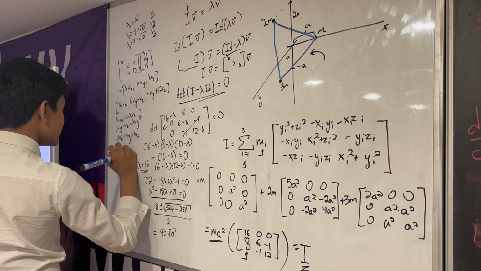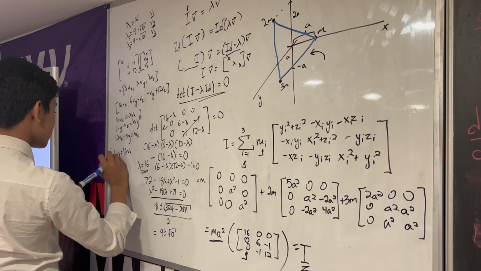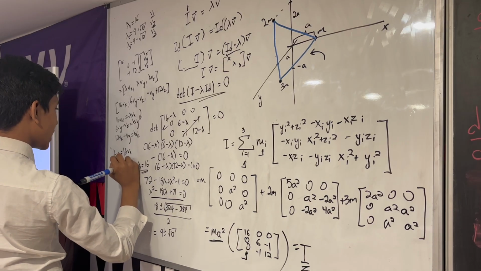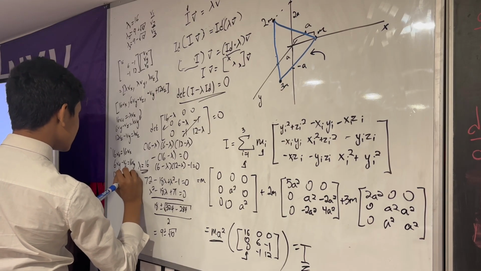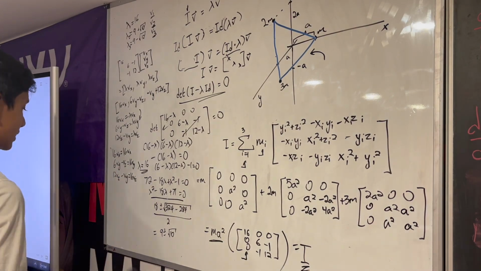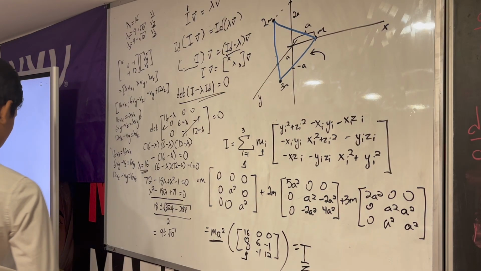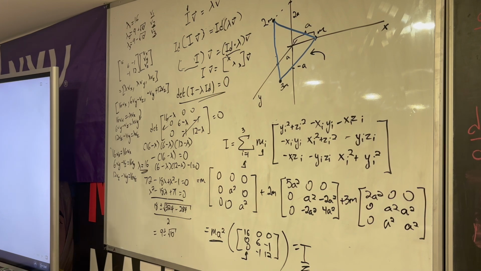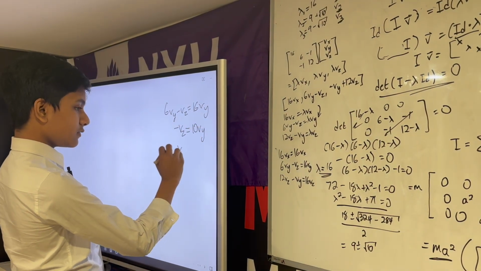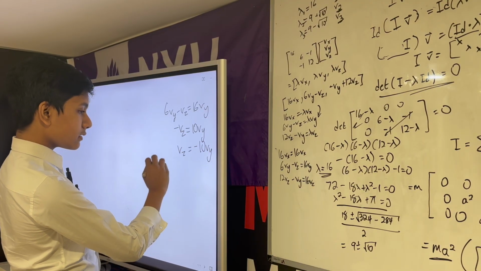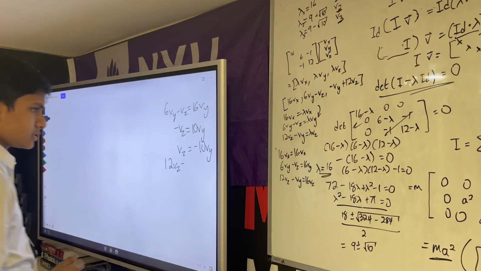If lambda is 16, you get this, so vx could be anything. 6 vy minus vz is 16 vy. 12 vz minus vy is 16 vz. Then it's pretty easy to see. Maybe go to this one first. From there, it's pretty easy to see that 6 vy minus vz is 16 vy, hence minus vz is 10 vy, vz is minus 10 vy, and 12 vz, wait a sec.